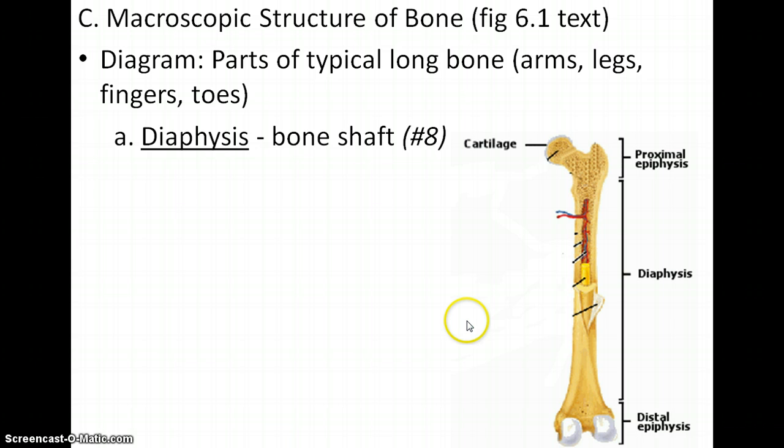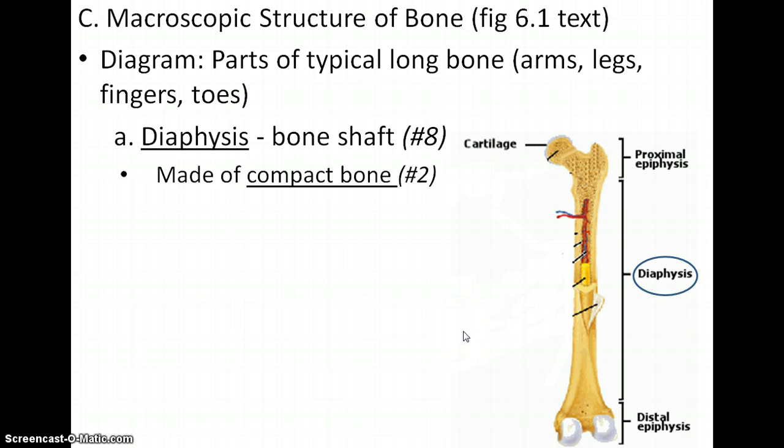The first structure we're going to look at is the diaphysis. This is structure number 8 on your diagram, and it's found right there. The diaphysis is the middle section of the bone known as the bone shaft. At either end of the bones, we have a structure called the epiphysis. The diaphysis is made of a specific type of bone called compact bone, and that should be shown as structure number 2 on your diagram.